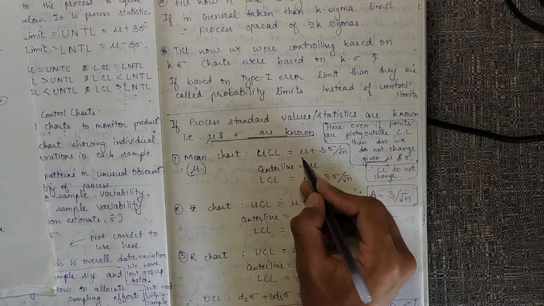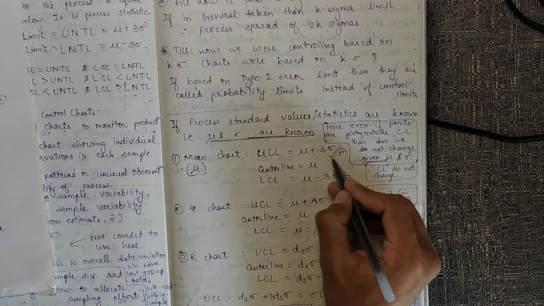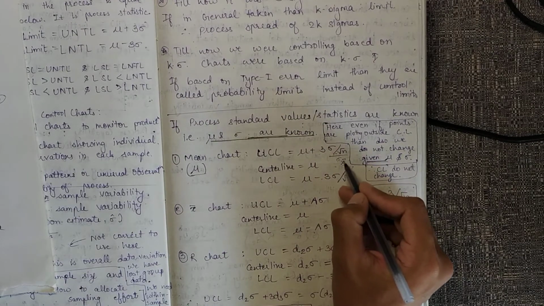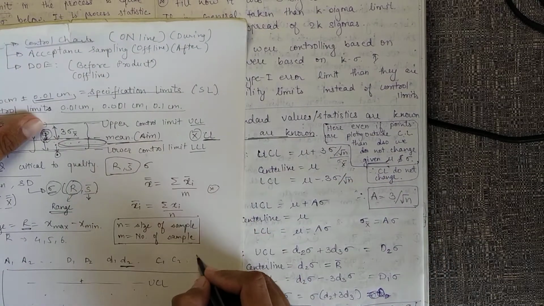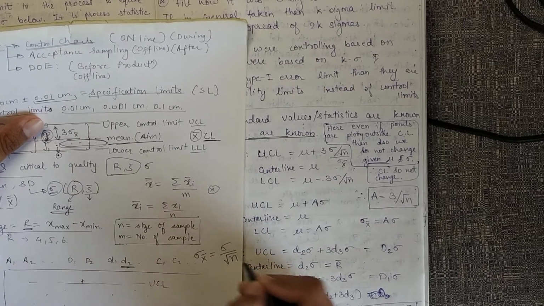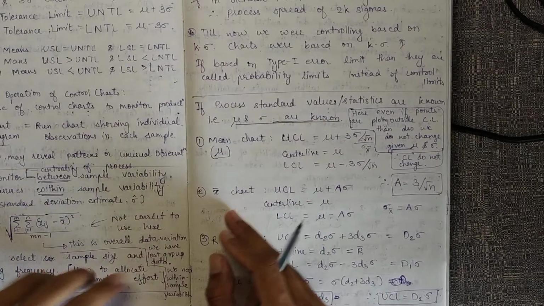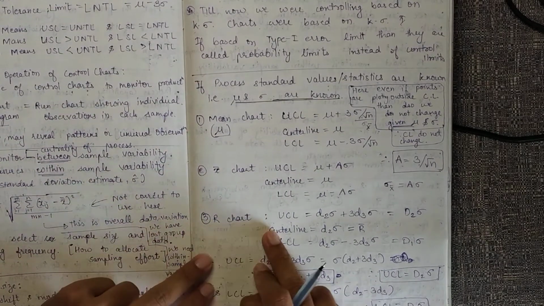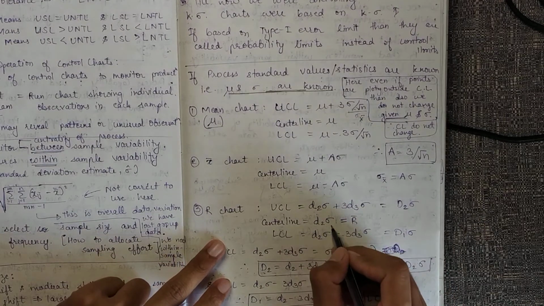Upper control limit will be mu plus 3 times sigma by root n, because here it's compulsorily x bar that is required. So the relation is already known, that sigma x bar is equal to sigma by root n. So we can use this. So the mean chart is ready, and the R chart in that case will be d2 times sigma.